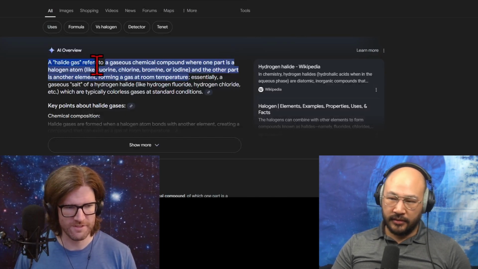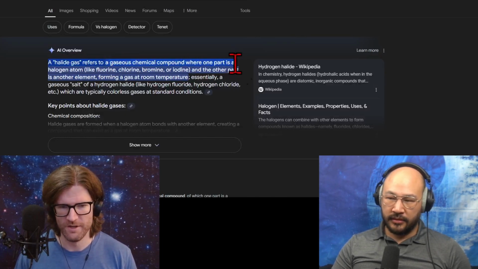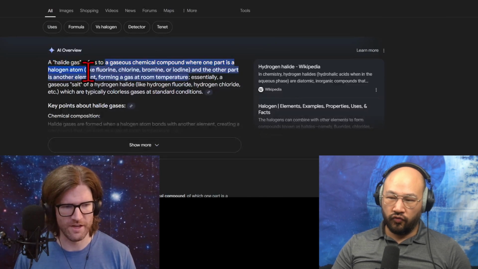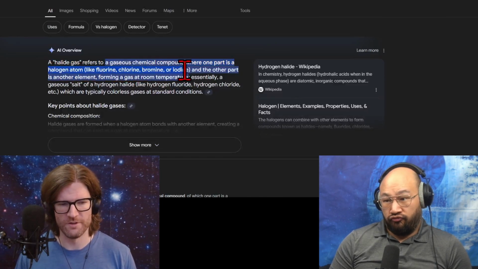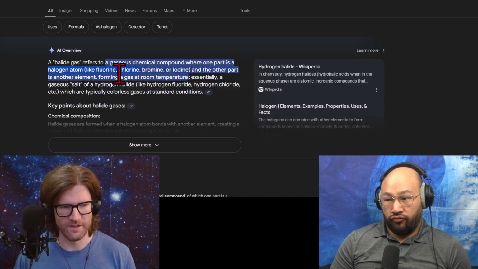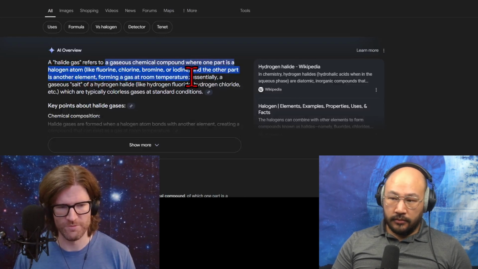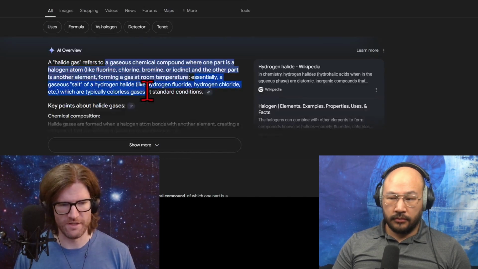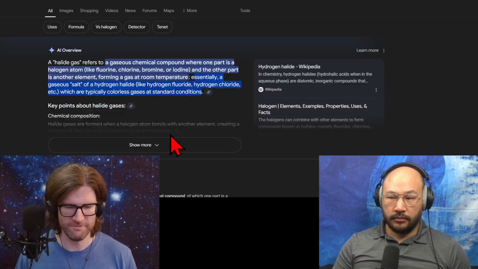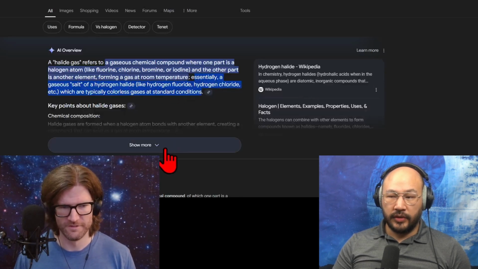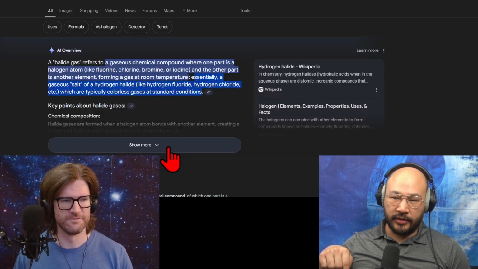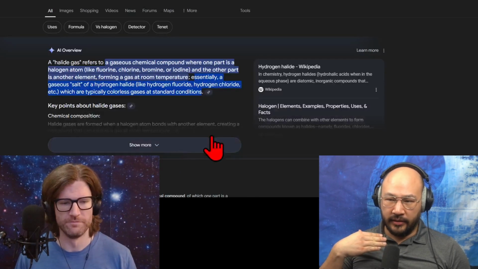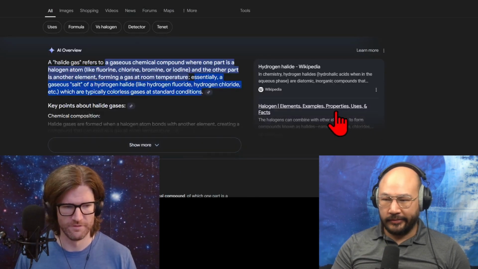A halide gas refers to a gaseous chemical compound where one part is a halogen atom, like fluorine, chlorine, bromine, or iodine, and the other part is another element, forming a gas at room temperature. Essentially, a gaseous salt of hydrogen halide, like hydrogen fluoride or hydrogen chloride, which are typically colorless gases at standard conditions. Interesting. So it's from one column of the periodic table, a halogen atom, and then another element that binds to it.